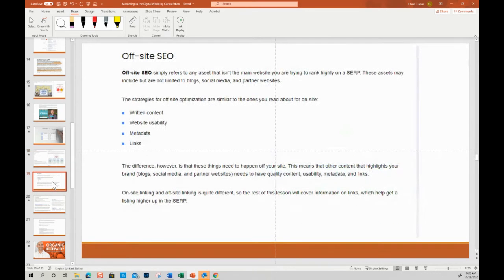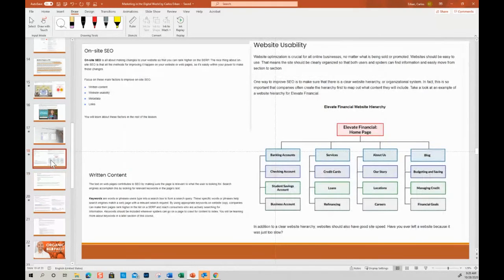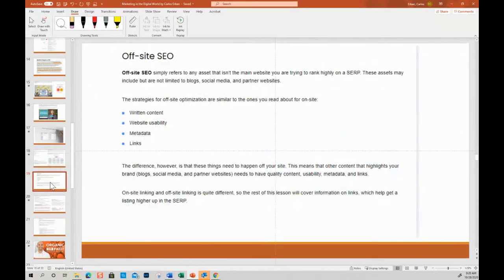Then you have your off-site, which is basically any asset that is not in the main website. Okay, so blogs, social media. So basically anything that has to do with your website is on-site. Everything that is off your website is the off-site. Okay, and that's also very important.